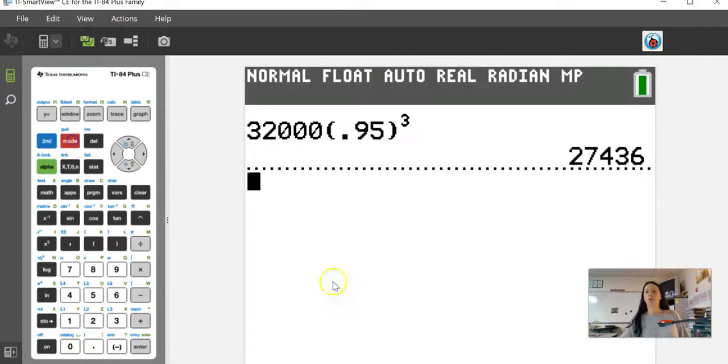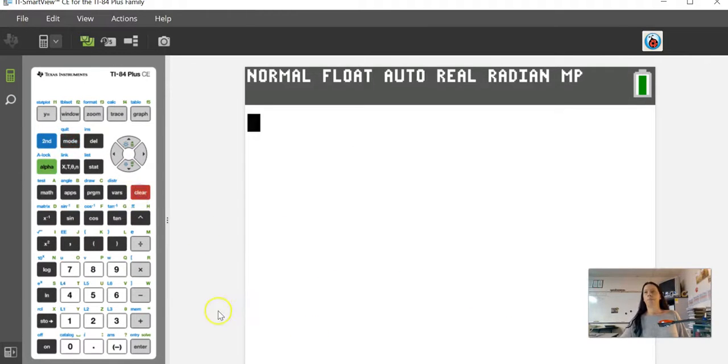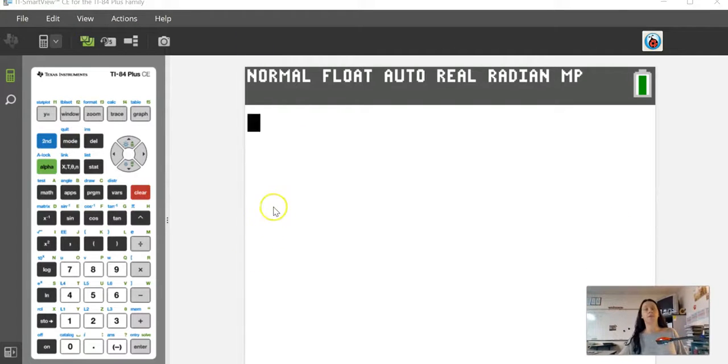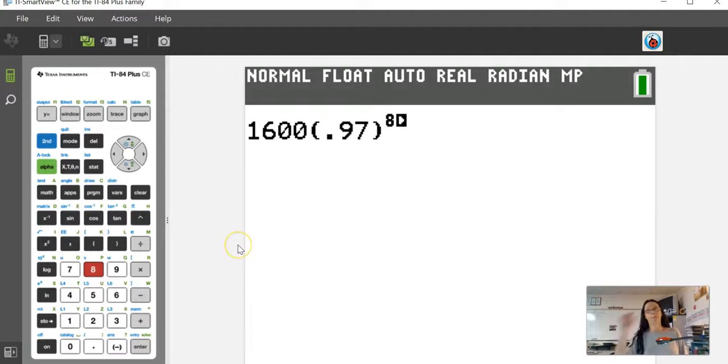So I'm going to go into my normal calculator. Everybody go ahead and do this, because some of you don't know how to put in an exponent onto your calculator. So put in 1600, parenthesis, 0.97, and then raise the whole thing to the 8th power because it's 8 years later. Hit enter and see what the population is. I want to make sure you know how to use that exponent. So make sure you put an 8 up there.